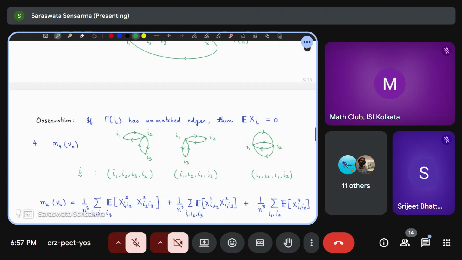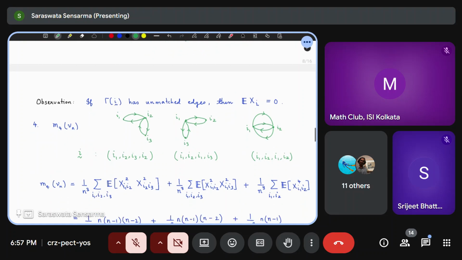So you can have these kinds of graphs where there are no... we saw this observation says that whenever you have an unmatched edge in a graph, so you have some graph which looks like this. So you go there, come back, go somewhere else, and then come back, let's say. These are all unmatched edges. So that will correspond to 0. So those terms don't contribute. So the only terms that do contribute are these three kinds. You can check that easily.